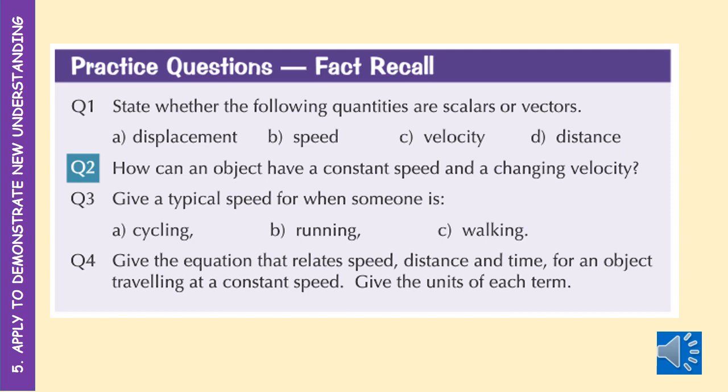Question 3. Your typical speeds here for cycling, 6 meters per second, running 3 meters per second, and walking 1.5 meters per second. And then the equation relating speed, distance and time will be speed in meters per second equals the distance in meters divided by the time in seconds.